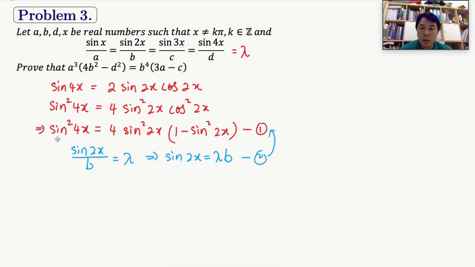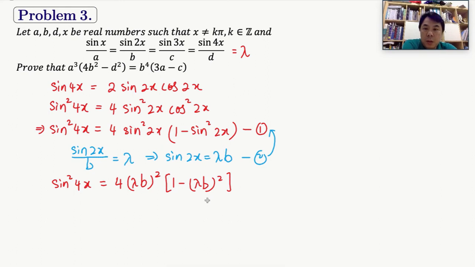So therefore, this sine, okay, hold on, just let me. So we know that this sine square 4x must be the same as 4 lambda b square times 1 minus lambda b square. Okay, so that's what we have. Just let me check one more time in case I make a mistake here.